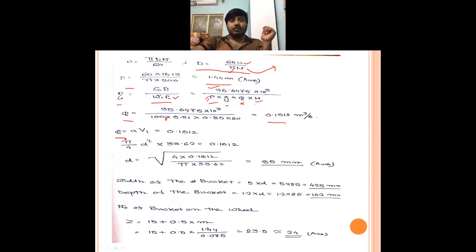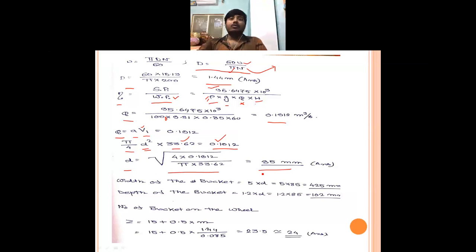So Q we know is A into v1, where A is the area of the jet and v1 is the inlet jet velocity. v1 you have already got, that is 33.62 meter per second, and the jet is circular, so A is pi by 4 into small d square, where small d is the jet diameter. It is the same as 0.1912. Putting all the values, d will come 85 millimeter.